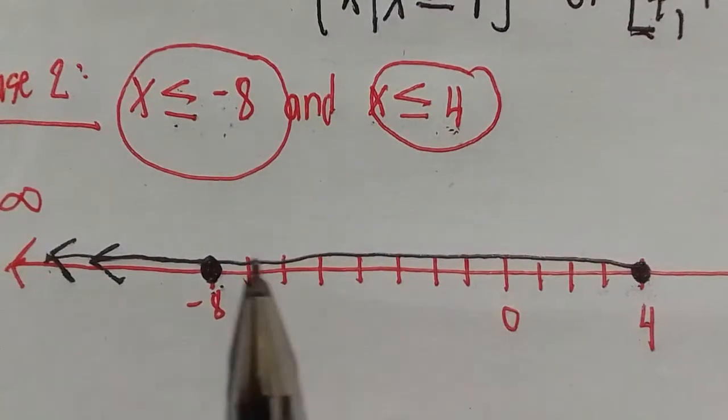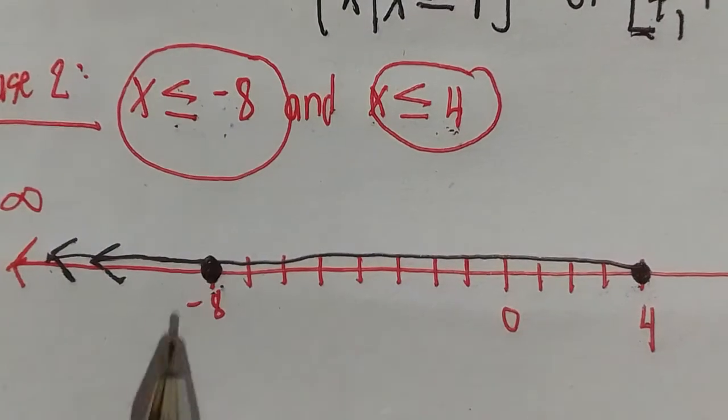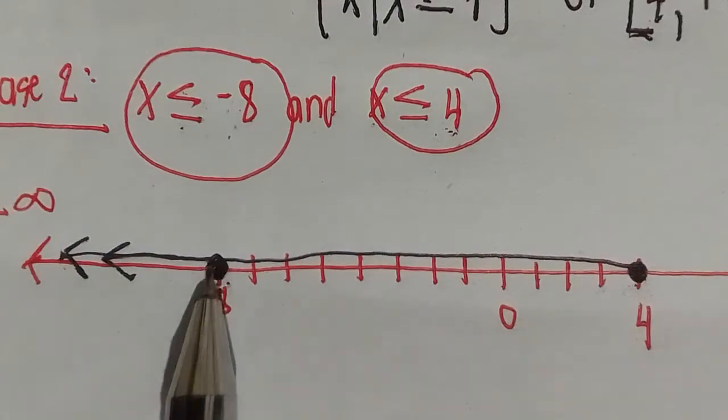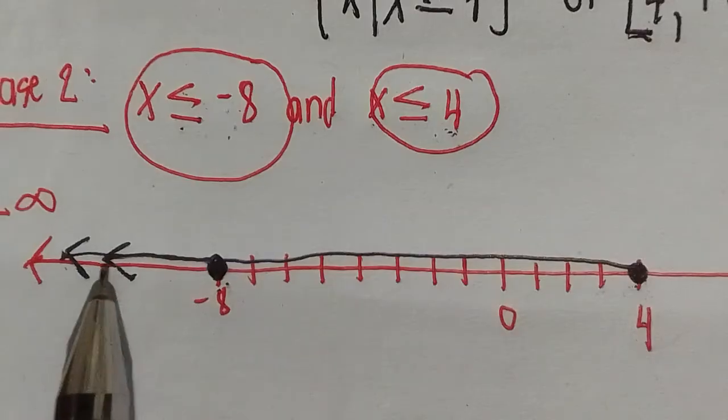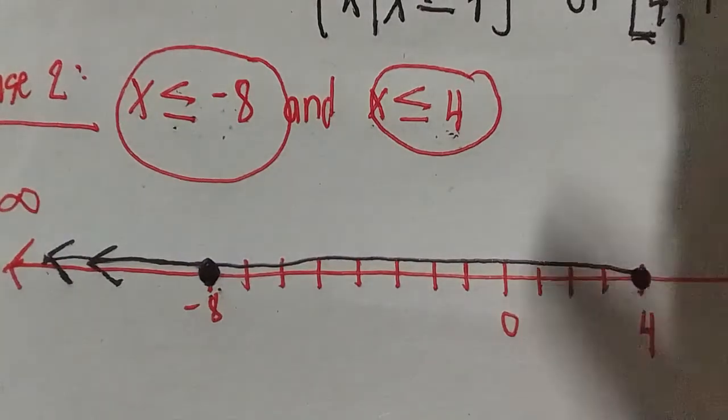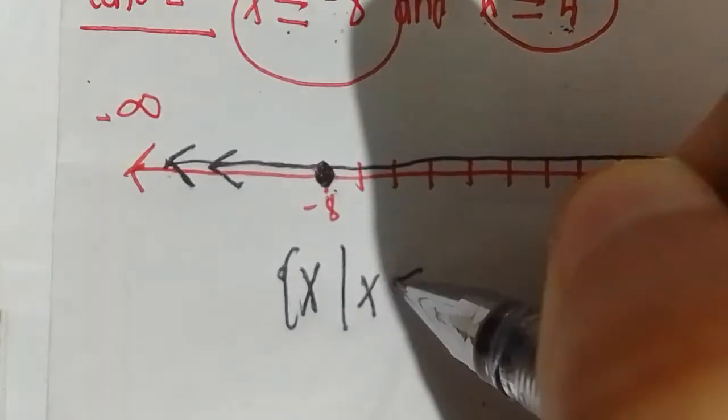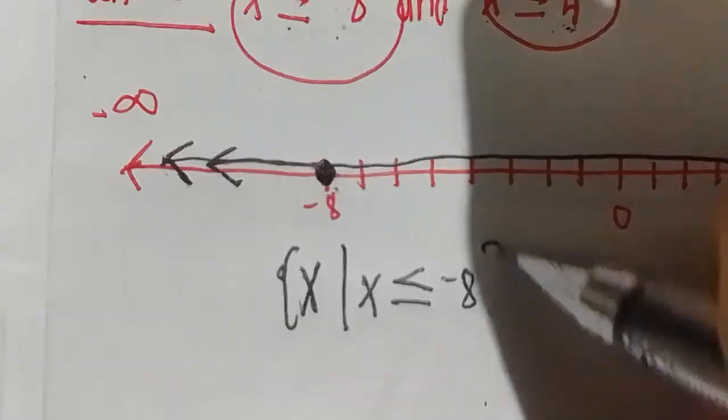From here, nagtagbo sila, niabot siya sa negative 8. So, pag abot ari sa negative 8 class, nagsapaw na sila. Nagsapaw na sila. So, mao na inigsuwat na to sa solution set for our case 2. We have x such that x is less than or equal to negative 8.